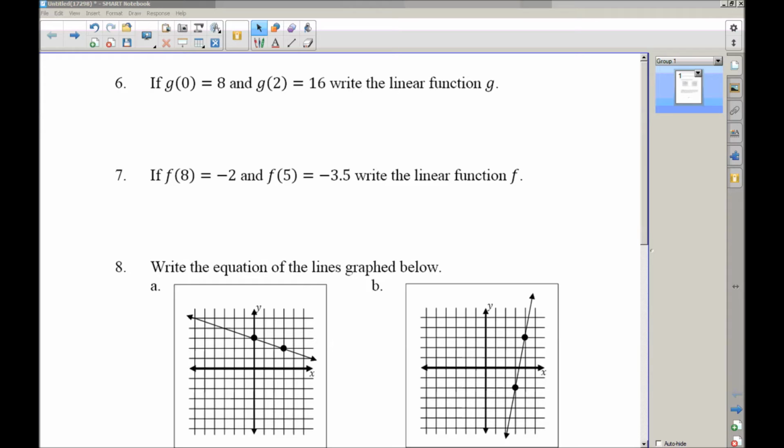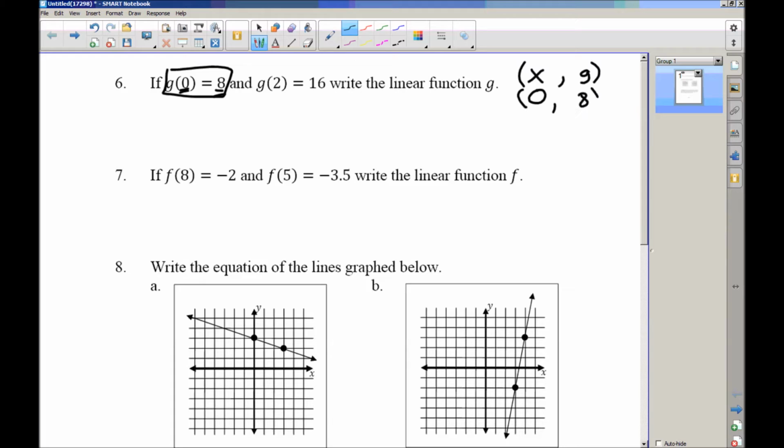Okay, so on page 3, we're looking at functions here. So it's the same stuff, we're just, instead of doing y and x, we're doing x as the input, and g is our output. Okay, so the first one says, g of 0 is 8. So it says the function g at input 0 has an output 8. And then it says the function g at input 2 has output 16. So these are our two ordered pairs. All right, so we need to find the slope and the y-intercept.